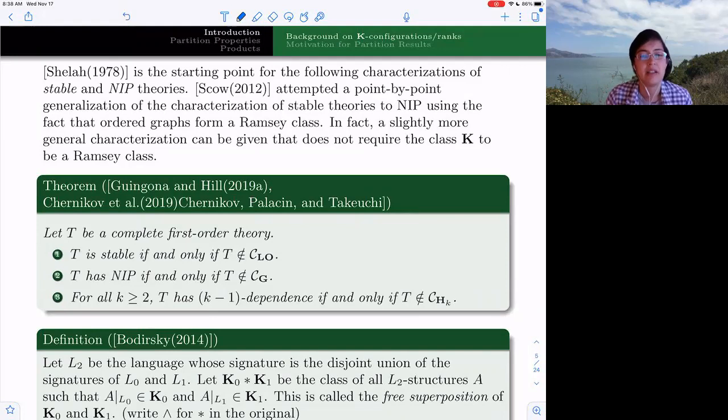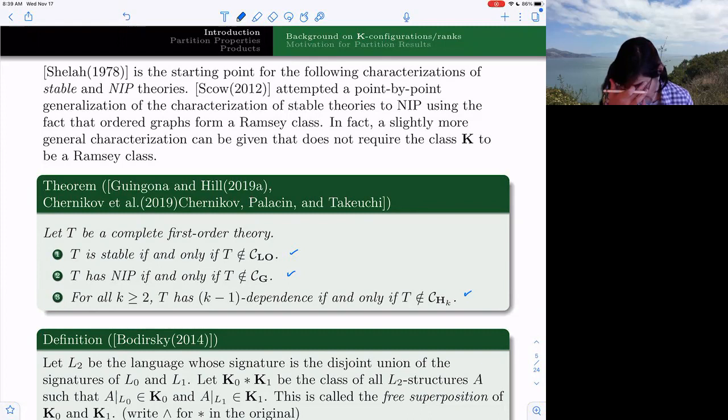Okay. So what Vince and Cameron Hill were working on was, well, maybe we don't need K to be a Ramsey class. And so they have this more pared down definition. As you see, to be stable is not to admit the configuration from finite linear orders. To be NIP is not to admit the configuration here. And then they verified the same thing from Chernikov, Palacín, and Takeuchi's work for hypergraphs.